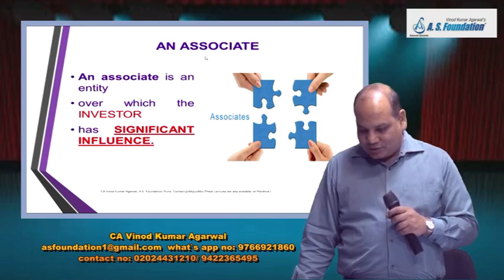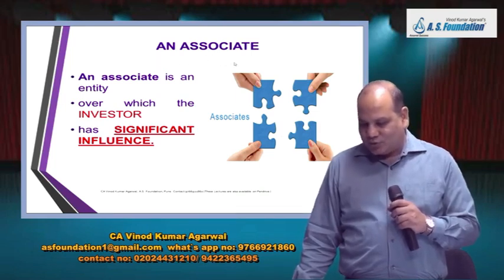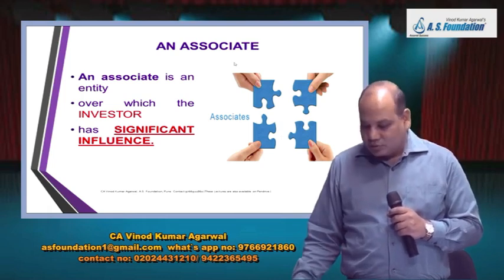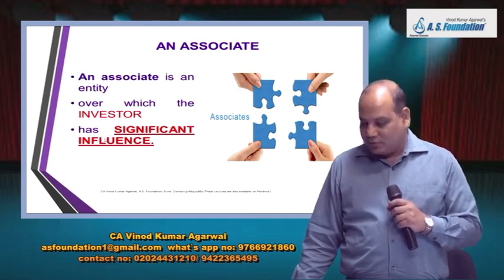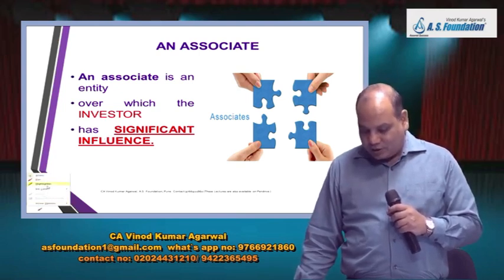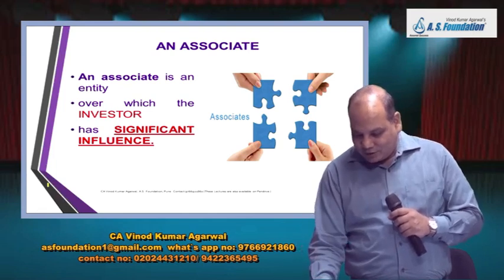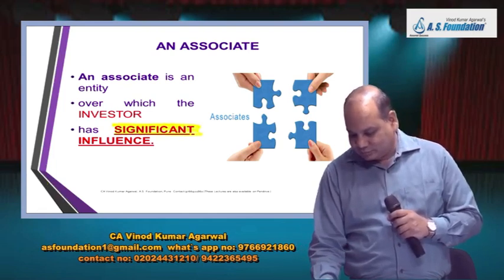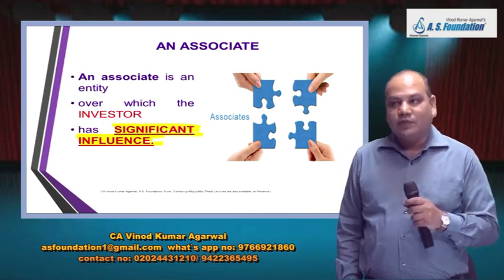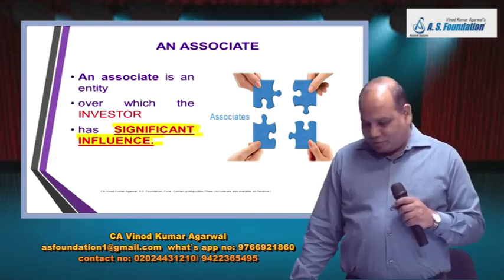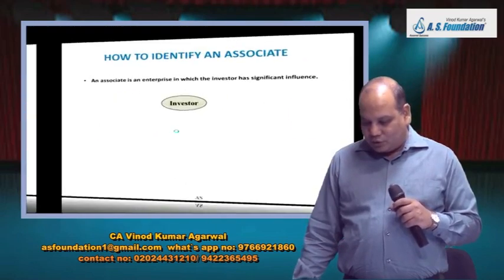Next question is, who is an associate? Associate is an entity over which the investor has significant influence. So what is the key word here? Significant influence. These are very subjective terms. What is significant influence? So they have defined significant influence also.